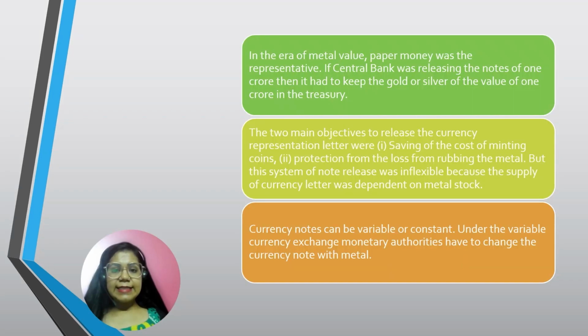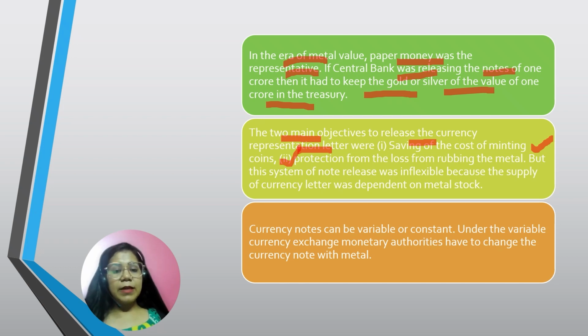So as I said, in the era of metal value, paper money was the representative. If the central bank was releasing notes of 1 crore, then it had to keep gold or silver of the value of 1 crore in the treasury. So what were the two main objectives of releasing this currency representation letter? See, the first was saving the cost of minting coins. And what was the second one? It was protection from the loss from rubbing of the metal.